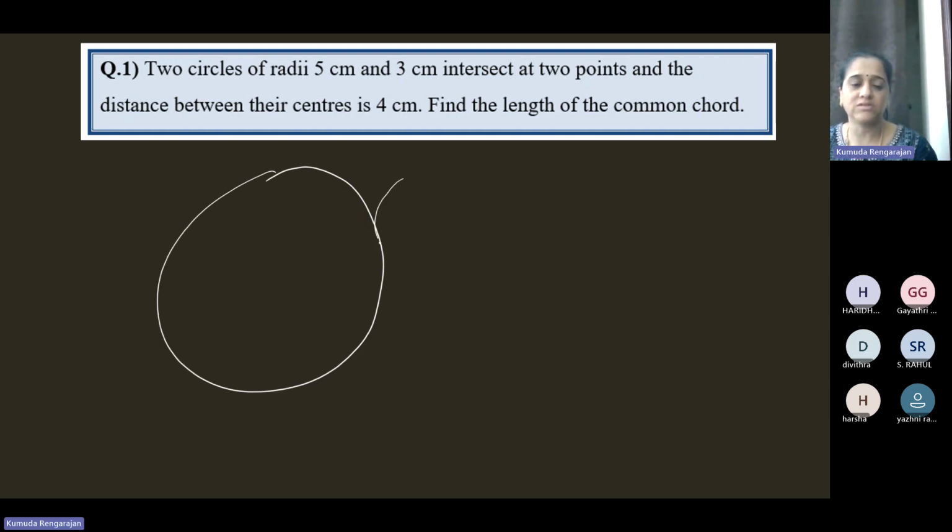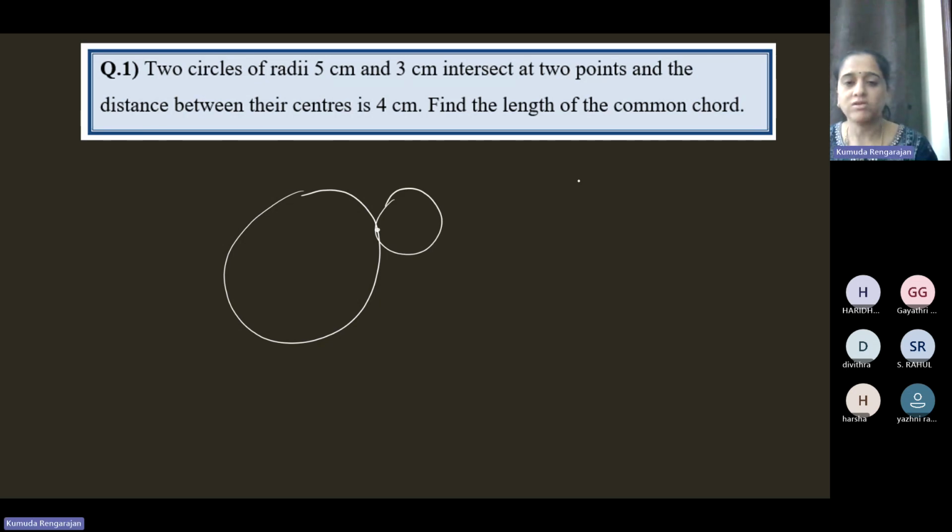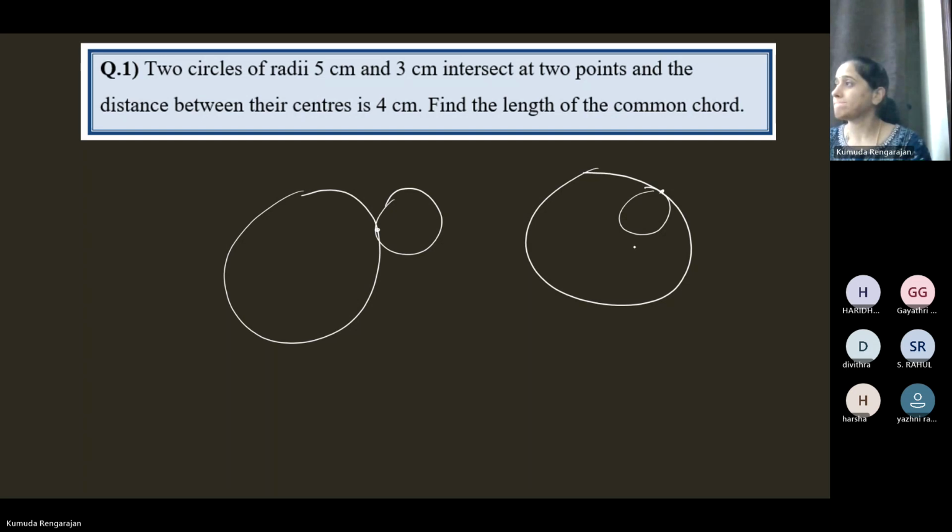These are called touching circles. They have exactly one point in common. They are not intersecting circles. Touching circles can be circles that touch externally like this, or circles that touch internally like this. Touching circles can be two circles that touch internally or externally.